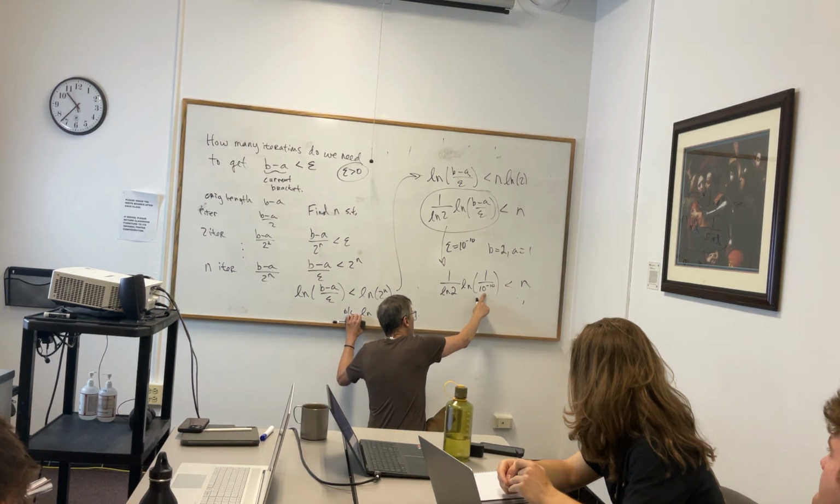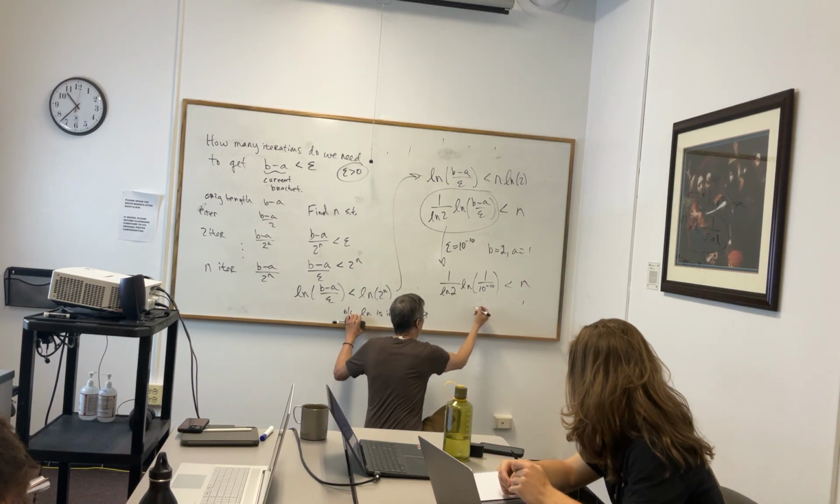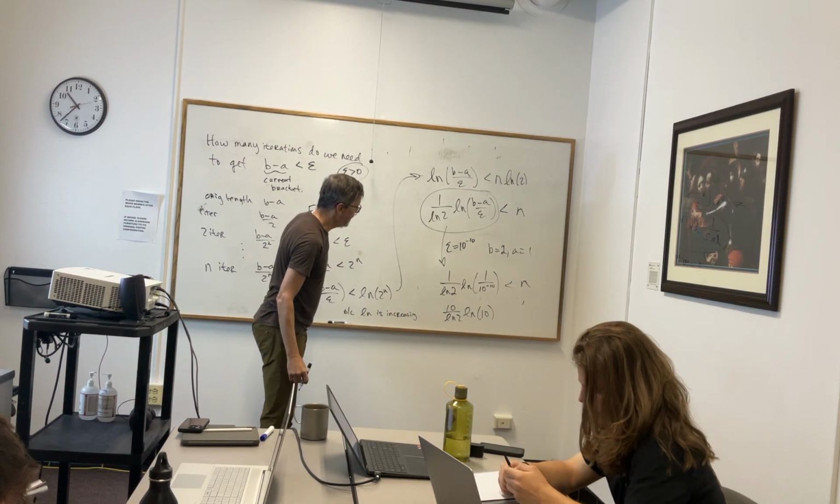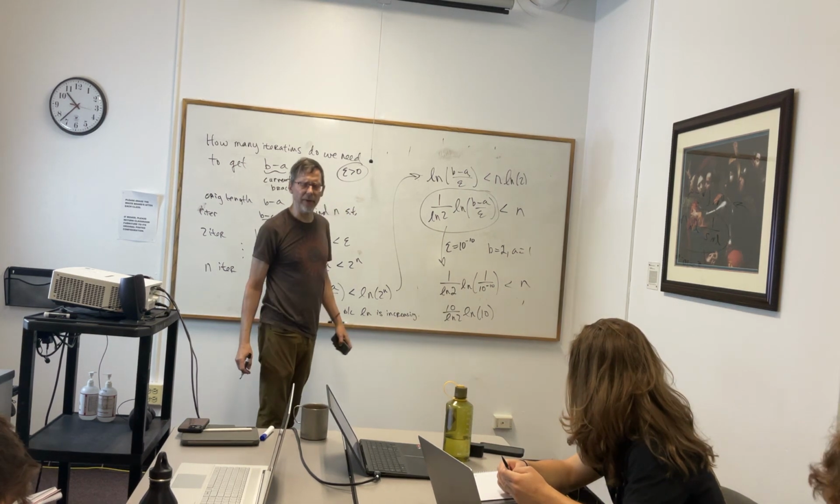So what's this guy here? That's 10 to the 10th. We can pull the 10 out in front. I think I did that okay. Yeah, could someone crank that out on a calculator, please?